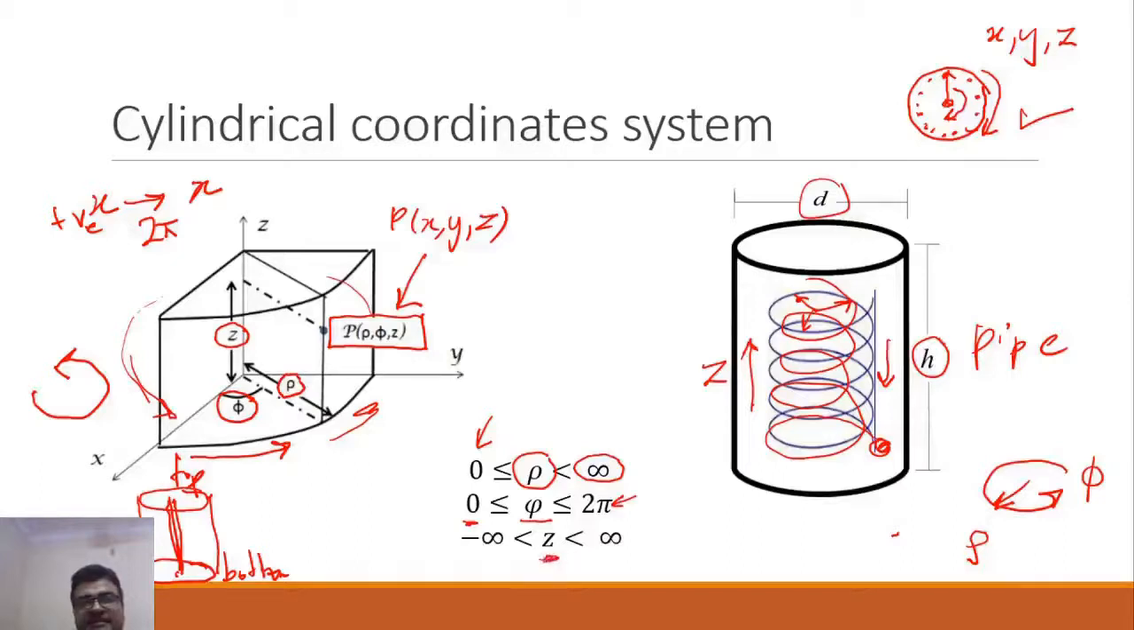And z is the same as it was in the rectangular coordinate system. So it comes from minus infinity and can go to infinity, because a cylinder theoretically can be of infinite height and can be of infinite radius as well, as we can see here. So z can be from minus infinity to plus infinity, because it is the same dimension that we saw in the rectangular coordinate system. So that is what the cylindrical coordinate system is. I hope you understood this as well.